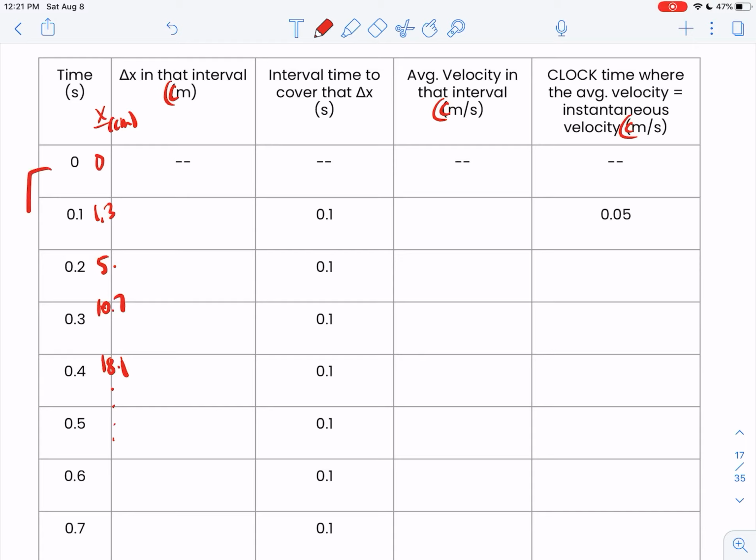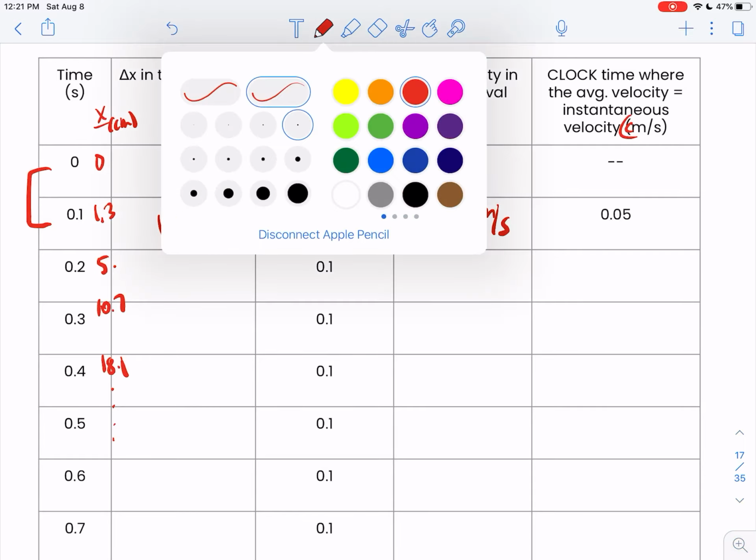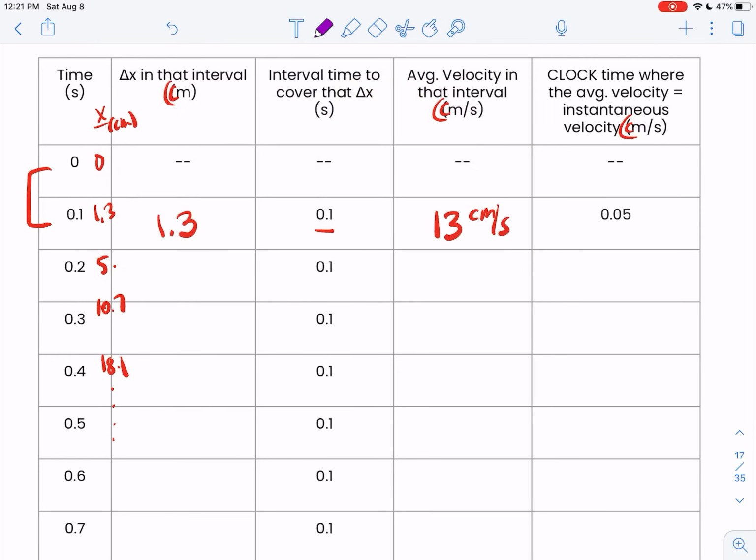In this interval here, it goes from 0 to 1.3 centimeters, so this is going to be 1.3 centimeters, and that took 0.1 seconds. That means on average, the velocity in that interval is 13 centimeters per second. But again, we're talking about a 0.1 second interval, and that's not really telling us instantaneously how fast it's going, which is what we need to make a velocity graph.